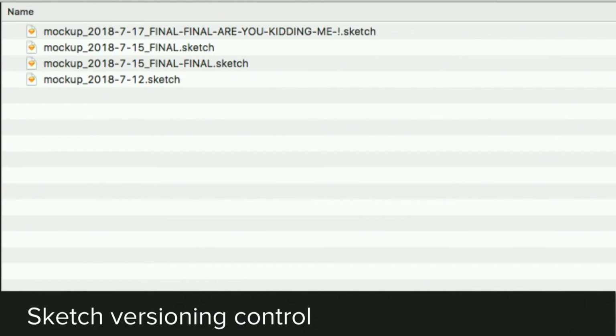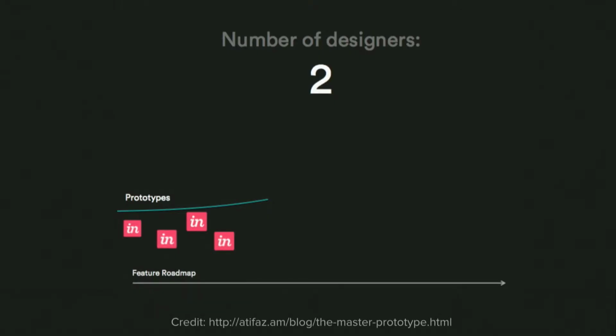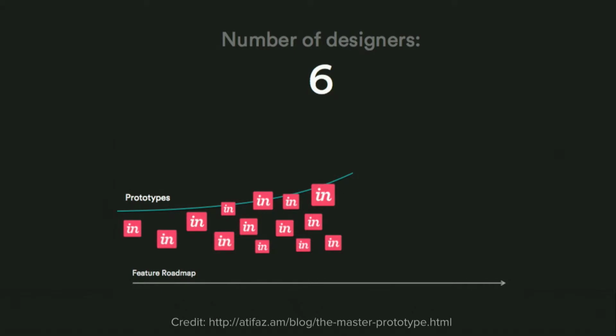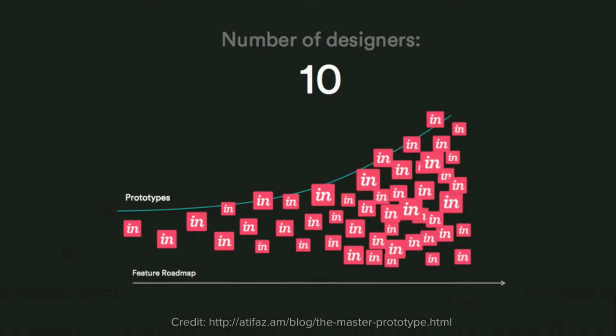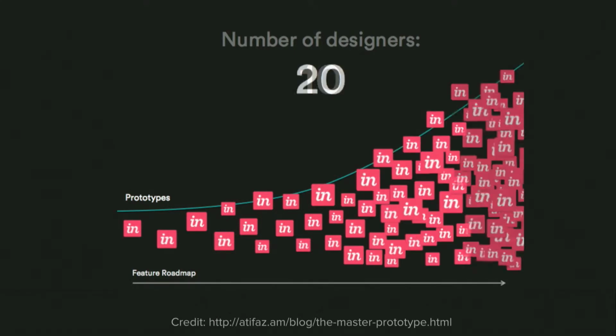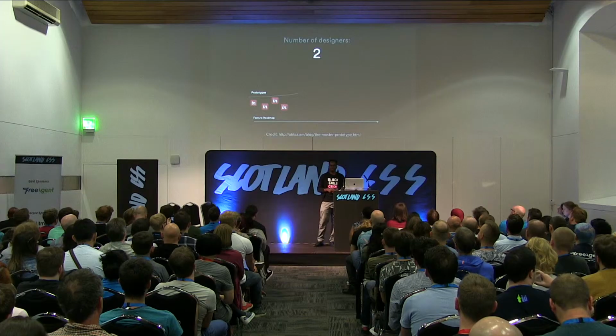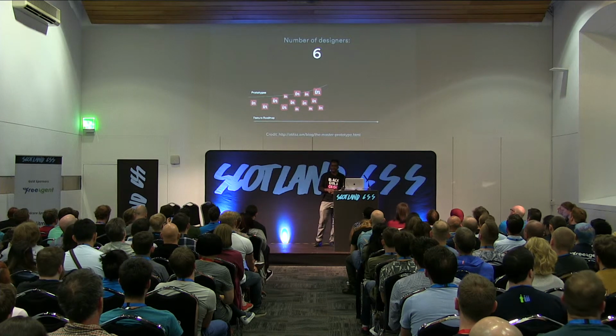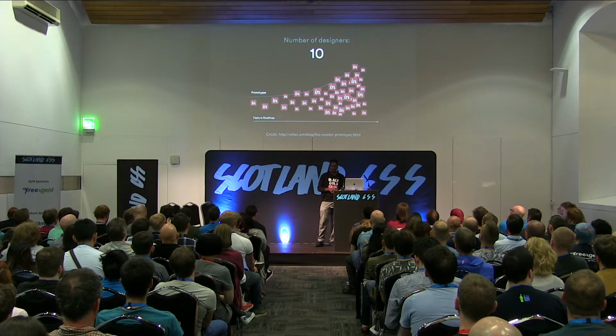This also is problematic when you have a big team. In this graphic, we're showing the correlation between the number of prototypes and the number of designers. The more designers you get, the more prototypes you have. But what ends up happening is that it's often hard to find out which is the real prototype that people should be using.